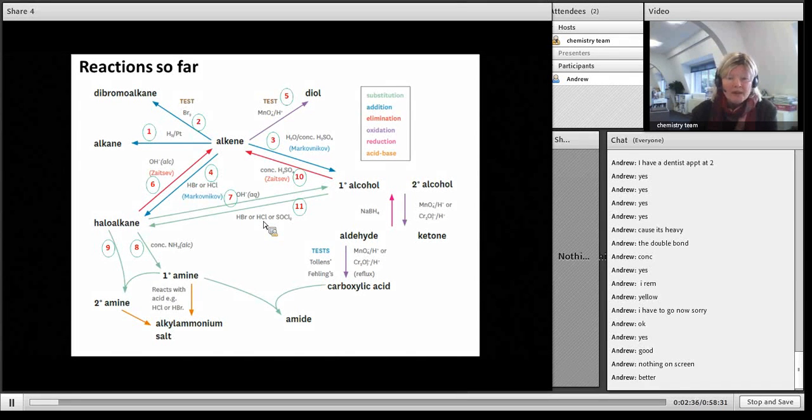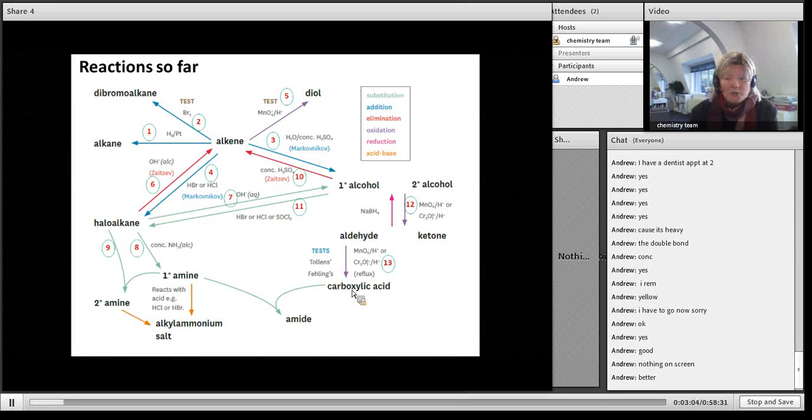Then we had elimination for alcohols, we had substitution for alcohols, and then we also had oxidation, either oxidation of a primary alcohol to an aldehyde, or oxidation of a secondary alcohol to a ketone. Or we could oxidize it further, a primary alcohol, to form a carboxylic acid. So we've got 13 reactions that you've learned so far, okay?